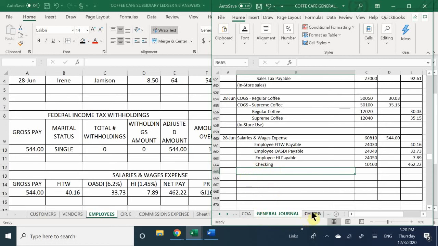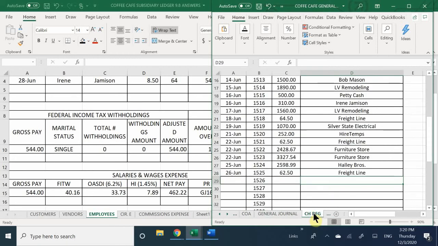All right, and make sure that when you go into the check register, you write out a check for Irene Jameson. So let's do that first. All right, so 1526 for $462.22 to Miss Irene Jameson. There she is. 1526.